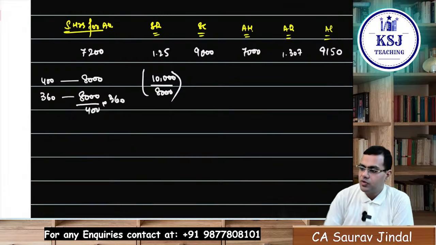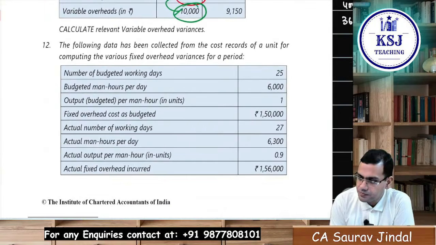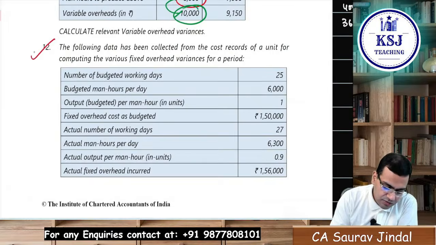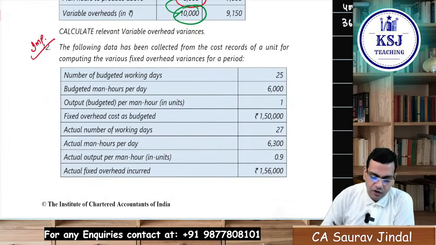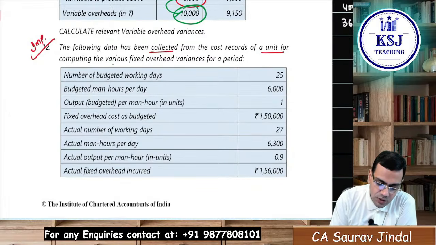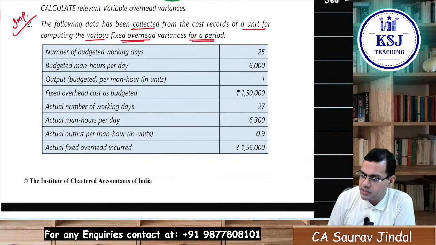Okay, let's move on to the next one. That is the 12th one. Very simple question. Yes, very simple. Mark it as important. Clear. Good. Question number 12. The following data has been collected from the cost records of a unit for computing the various fixed overhead variances for a period. Right? Yes, BR is equal to SR.